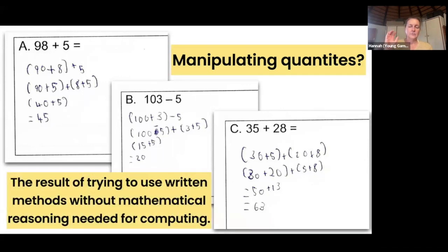And these are the results which we're seeing with many, many learners. And perhaps today you're looking and saying, but wait a minute, I'm seeing this with many of my own learners. I'm not sure. And this is the result of trying to use written methods without mathematical reasoning. So before there's been an understanding of the computing, there's been an opportunity to see visual manipulation. There's been an opportunity to work with the flash cards in symbolic manipulation, and then only writing. This is the method preceding all of that.